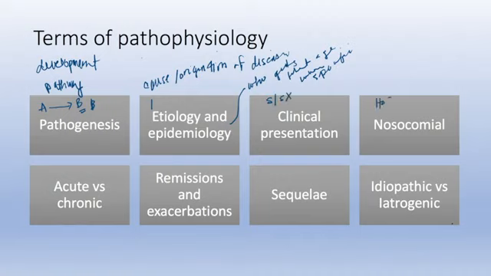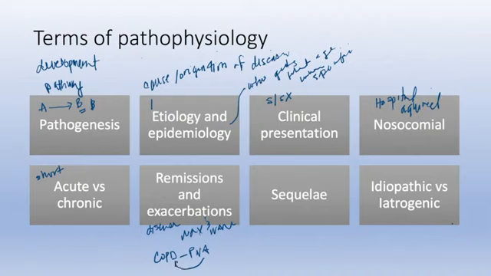Nosocomial is hospital acquired. Acute versus chronic, short onset, couple of days, couple hours, and then chronic are those more diseases that last for long term. Remissions and exacerbations. So remissions, the disease process may wax and wane. Exacerbations, you have a baseline disease process and something makes it worse. COPD is one of my go-to examples here. We get a pneumonia diagnosis and it makes the COPD worse.